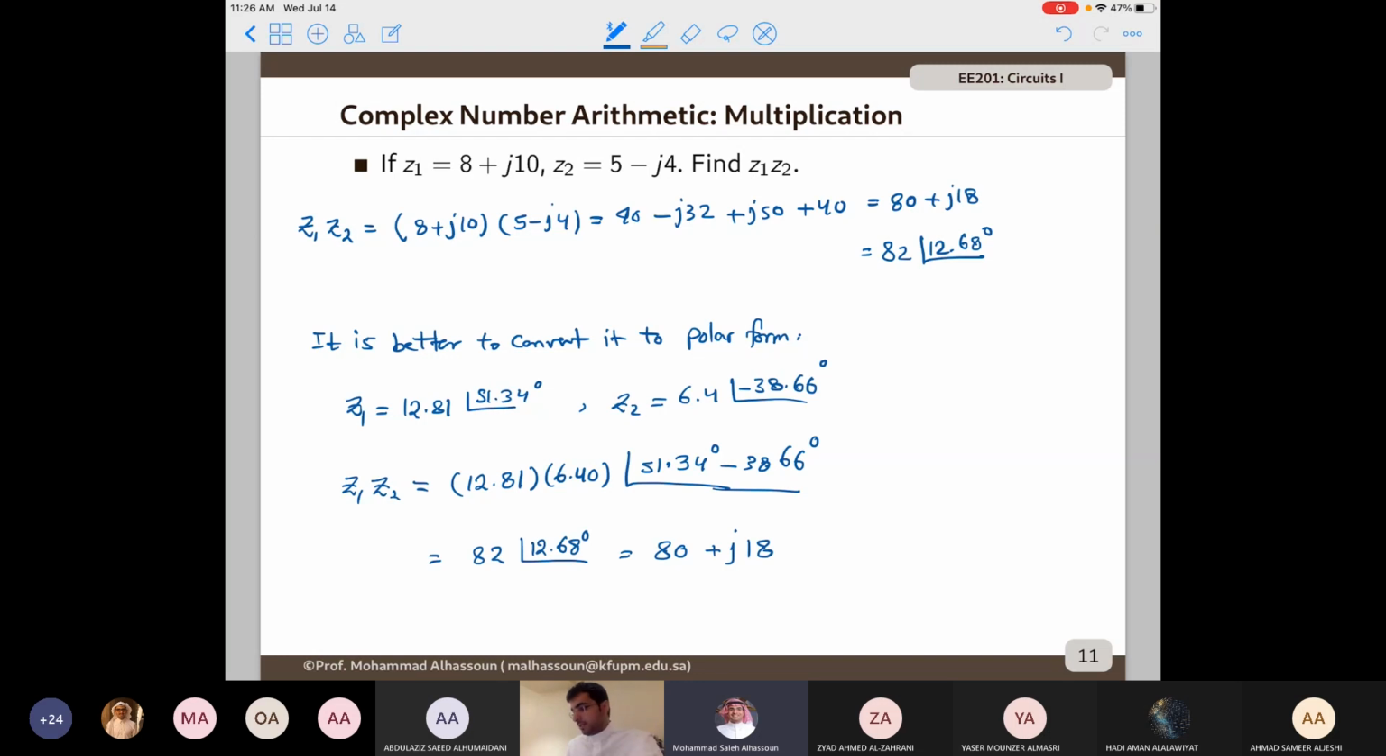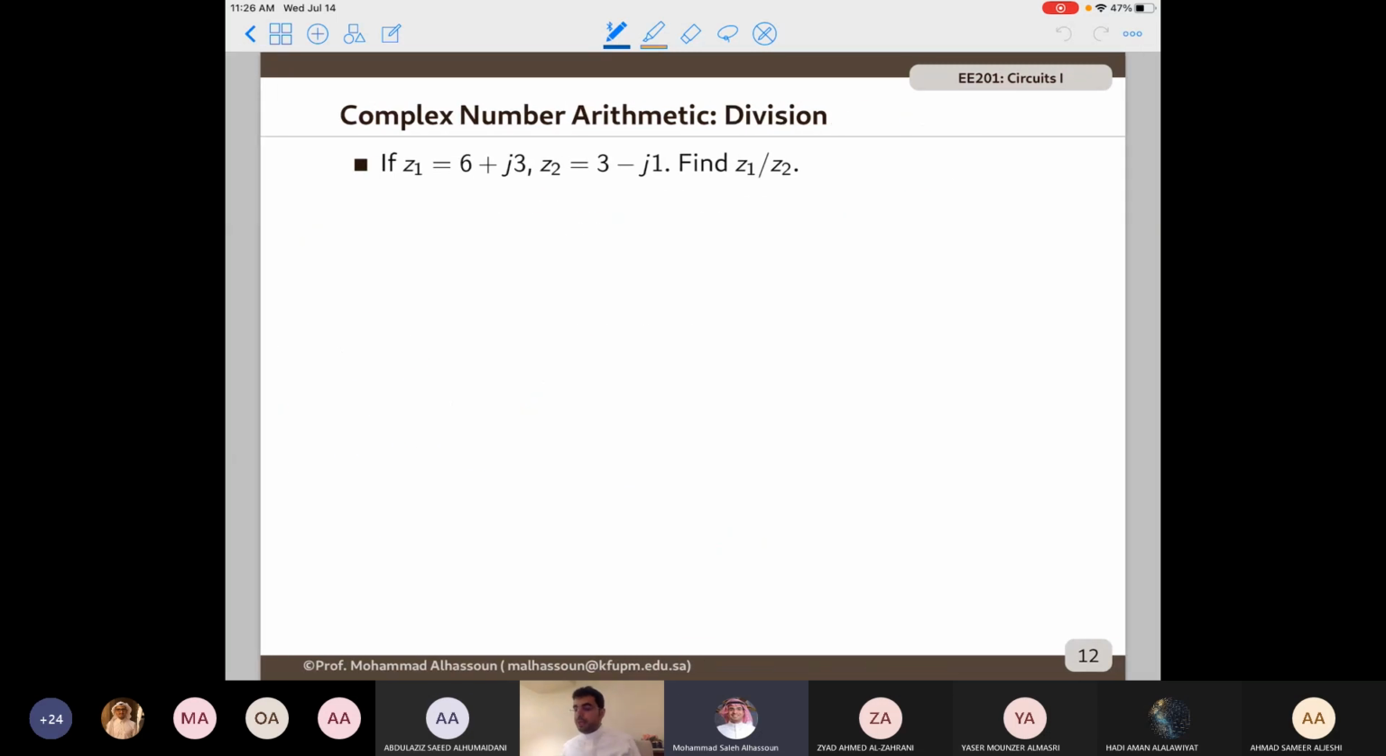Okay. So now what happens if we have complex numbers and we want to divide them? Remember, if we want to add or subtract complex numbers, it's usually better to do it in the rectangular form. If we want to multiply them, it's better to do it in the polar form, where you multiply the amplitudes and you add the angles. If you want to divide them, then you have two options.